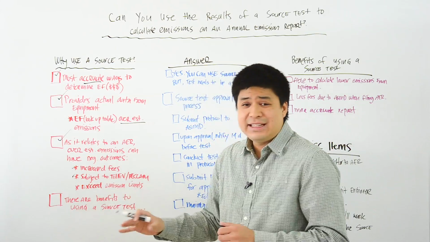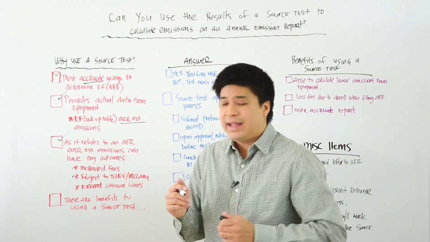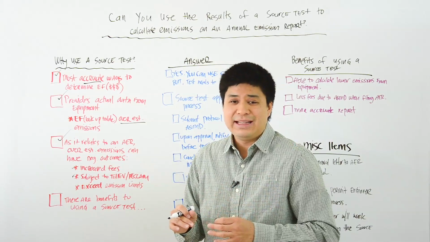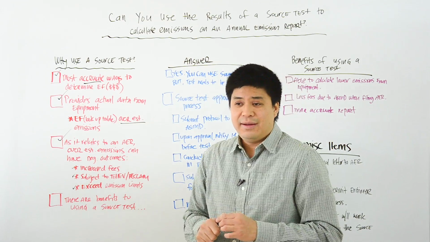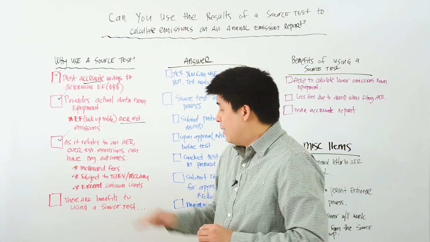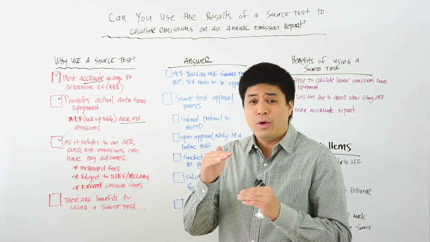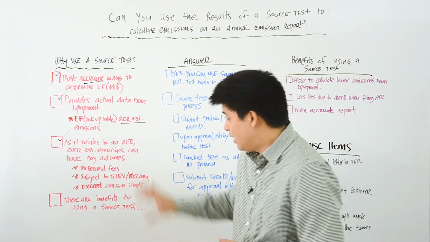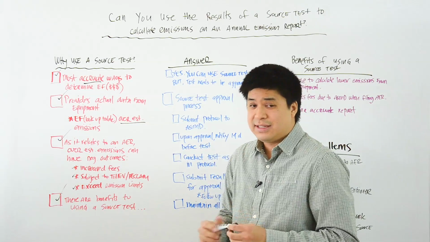The third is you could exceed your emission limits on your permit without even knowing, and then that could lead to a whole slew of compliance issues. All of these issues you want to avoid as much as possible, and simply using an emission factor or simply using data that will overestimate emissions from your process will almost always lead to one of these outcomes. Now, don't get me wrong, there are benefits to using a source test.